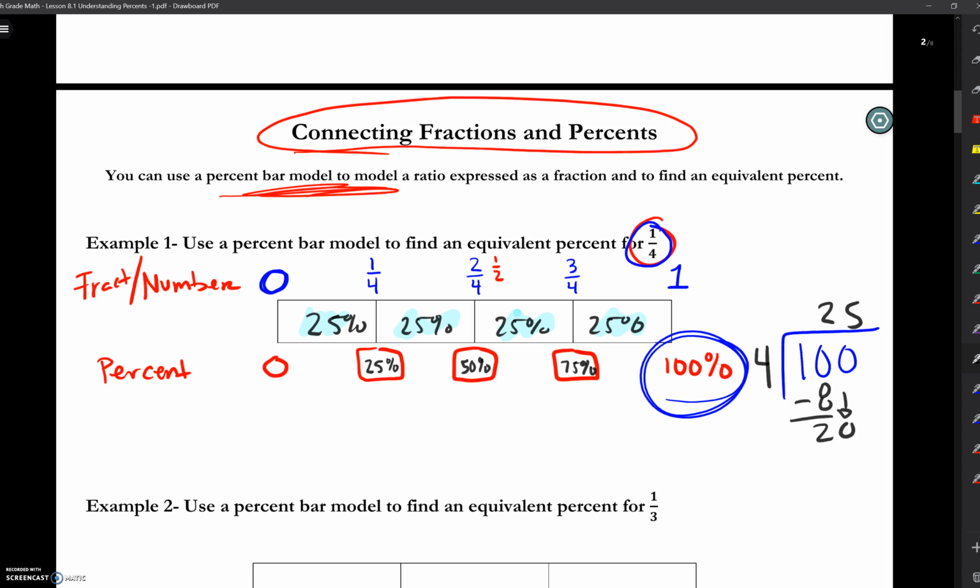When I add these 2 pieces up, I get 50%. When I add these 3 pieces up, I get 75%. And when I add all of them up, I get 100%.